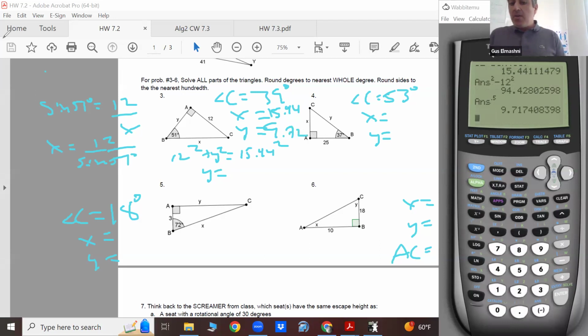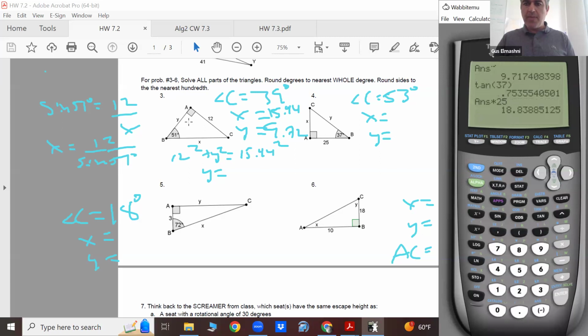Okay, so 9.72. And then at this point, I'm just going to go a little faster in the interest of time. So for this case, I'll say tangent 37 times 25 to get x. So tan 37 times 25 will get me x, because it should be smaller than 25, so 18.84. If I do the Pythagorean theorem, I have to square that and add it to 25 squared, and then root it. That should be the biggest side because it's the hypotenuse. I get 31.30.